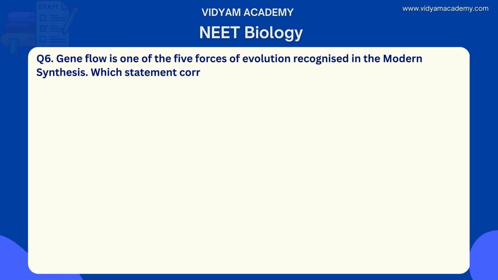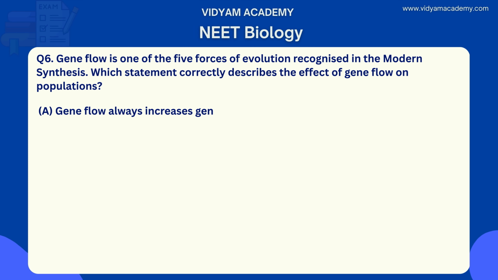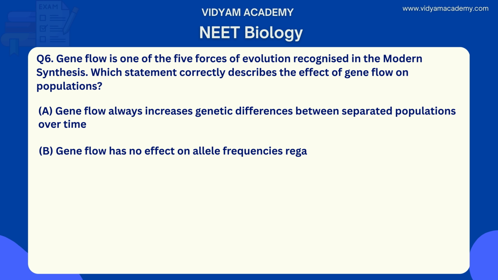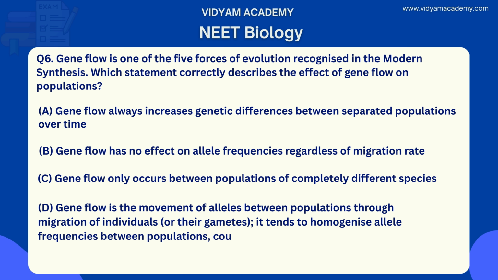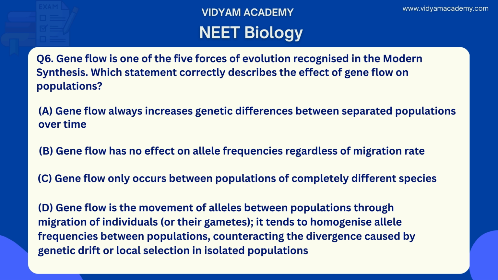Gene flow is one of the 5 forces of evolution recognized in the modern synthesis. Which statement correctly describes the effect of gene flow on population? Option A. Gene flow always increases genetic differences between separated populations over time. Option B. Gene flow has no effect on allele frequencies regardless of migration rate. Option C. Gene flow only occurs between populations of completely different species. Option D. Gene flow is the movement of alleles between populations through migration of individuals or their gametes.